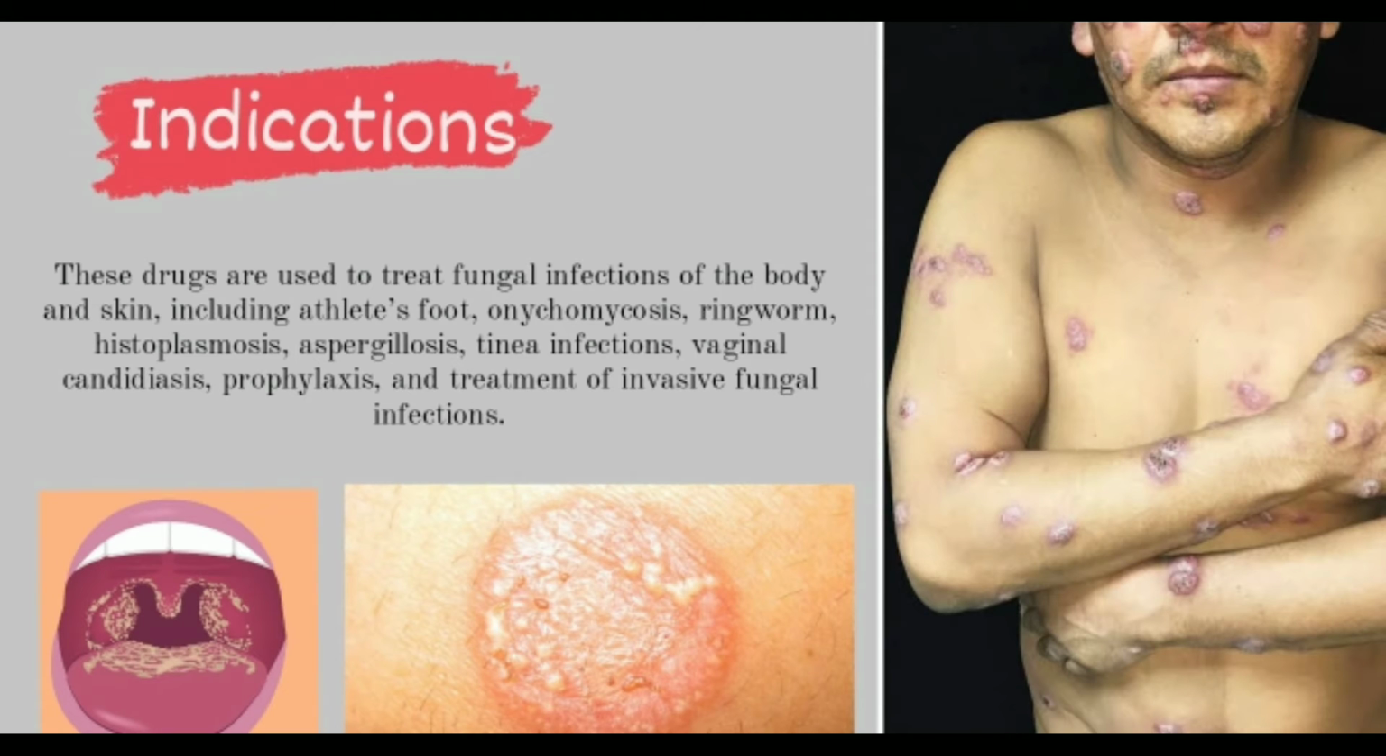Systemic antifungals are used to treat fungal infections of the body and skin, including athlete's foot, onychomycosis, ringworm, histoplasmosis, aspergillosis, tinea infections, vaginal candidiasis, prophylaxis, and treatment of invasive fungal infections.